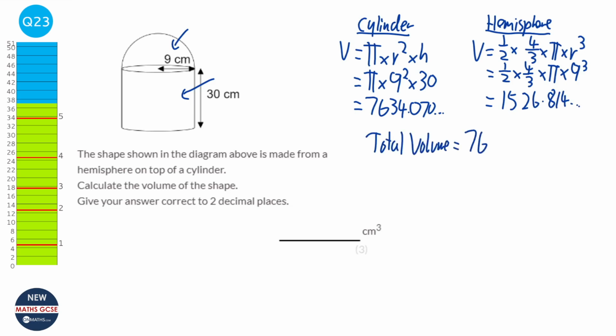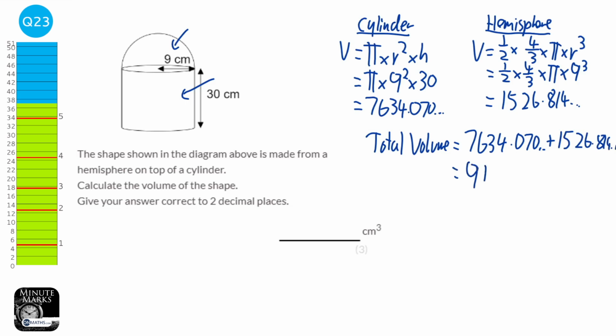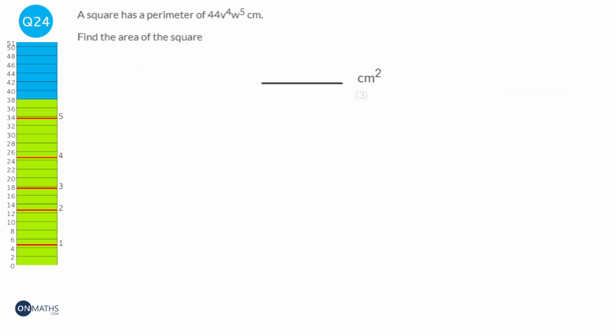And so the total volume is 7,634.070, blah, blah, blah, plus the 1,526.814, blah, blah, blah, which equals 9,160.884, blah, blah, blah. It says it wants it to two decimal places, so when we round that, we get 9,160.88.